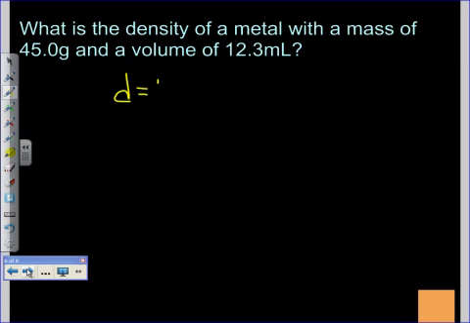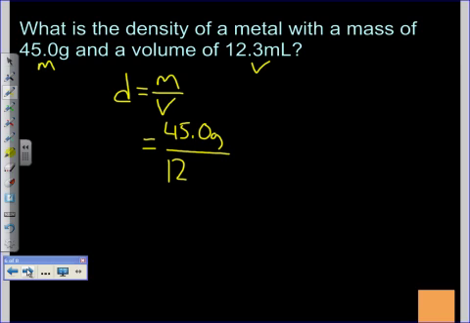Okay, so the first thing we always want to do with one of these problems, if you have an equation, write the equation first. A lot of times in chemistry we won't have that, but if you do have one, write it down. Go back to your word problem then and mark down what each thing is. Grams are mass, milliliters are volume, so I'm going to mark those. And then we're just going to plug it in the equation.